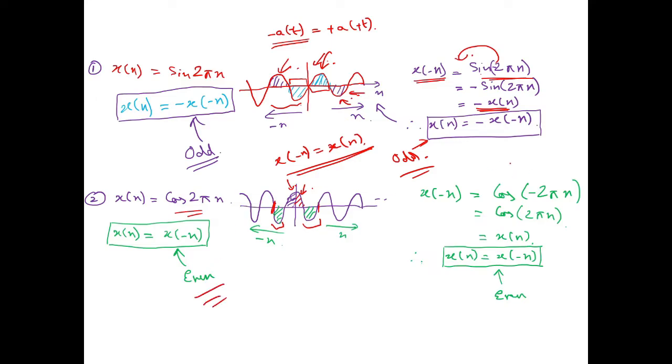Now again, if you look over here, x of minus n is equal to cos of minus 2 pi n. However, in this case, cos of minus 2 pi n is equal to cos of 2 pi n, and we get x of n. So x of minus n is equal to x of n. So this condition is met. So this signal x of n equals cos 2 pi n is an even signal.